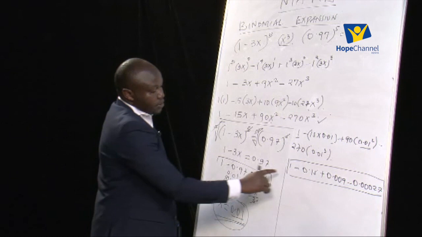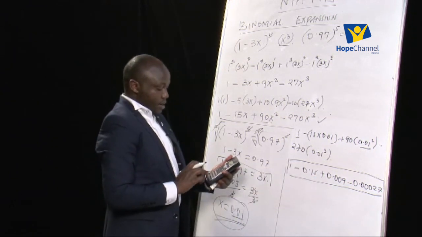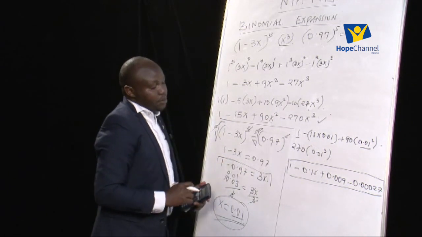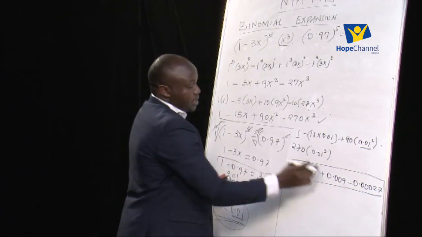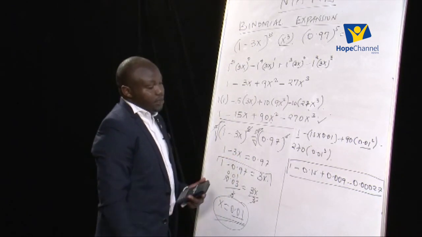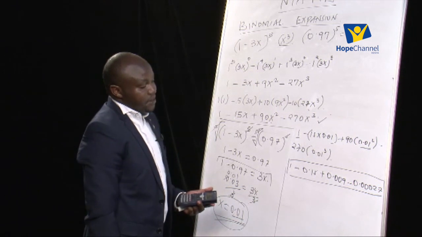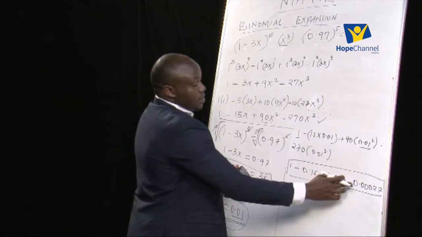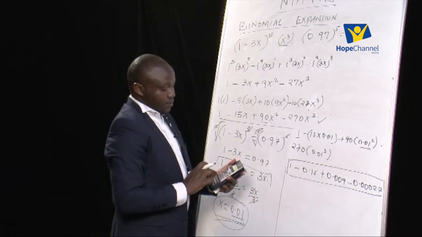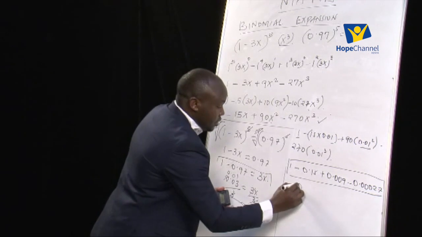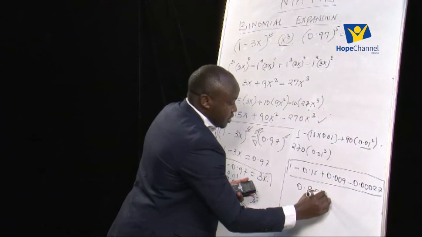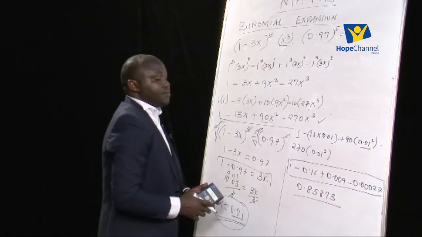We proceed. Now what is 1 minus 0.15? 1 minus 0.15, I obtain 0.85, plus 0.009. I obtain 0.859, minus 0.00027. I obtain 0.85873. That is my answer there.